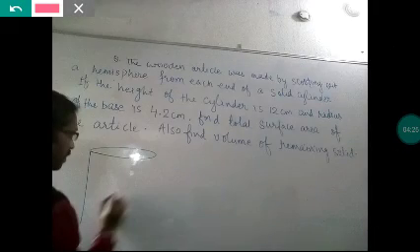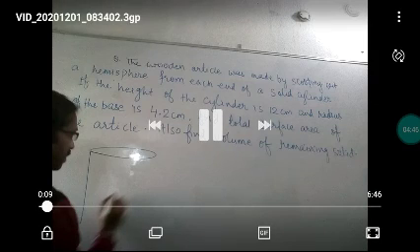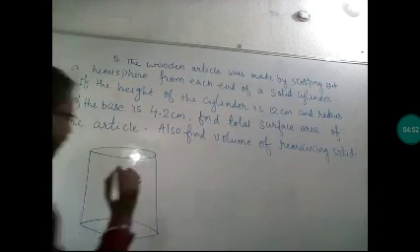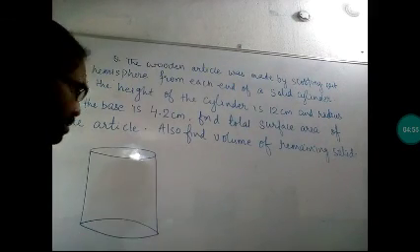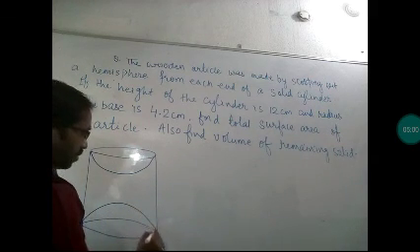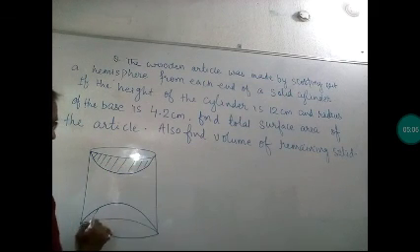The question is saying that a wooden article was made by scooping out a hemisphere from each end of a solid cylinder. Then we have to find the total surface area of the article and the volume of the remaining solid also. This is the question that we have to solve. So we'll start with the figure first. Here is the figure and then we will solve also. So from this cylinder, at its two ends, these two hemispheres have been scooped out. They have been removed.